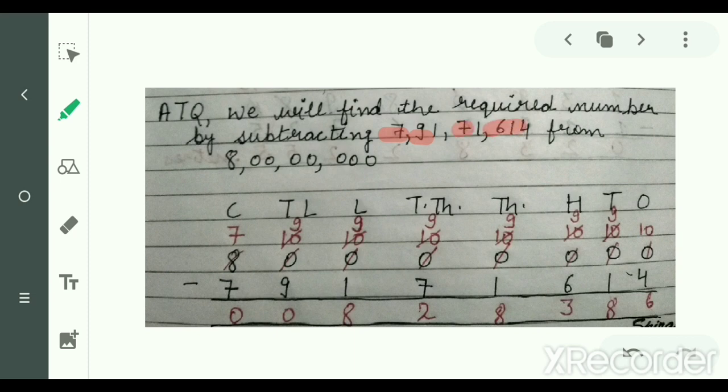Now to find the required number, we will subtract 7 crore 91 lakh 71,614 from 8 crore. So while doing calculation regarding subtraction, first write the numbers according to the place values. Now at ones place we have 0 minus 4. This operation is not possible because 0 is less than 4. So this 0 will become 10 here as it will borrow from the digit at the tens place. So this 0 will become 10 and 10 minus 4 we have 6 here.